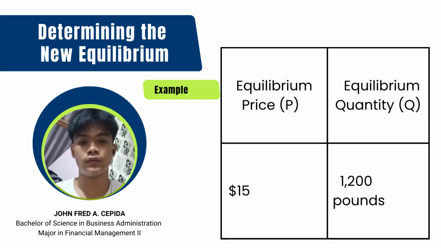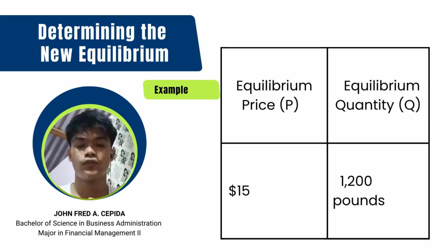In this example, we determine the new equilibrium. Here we observe that the equilibrium price has risen to $15 per pound and the equilibrium quantity has increased to 1,200 pounds. This new equilibrium reflects the market condition after the economic event.